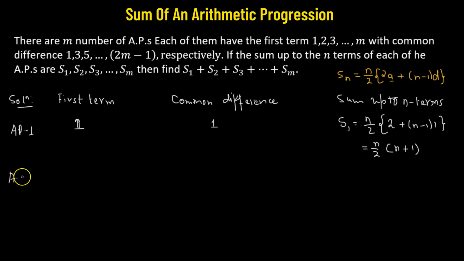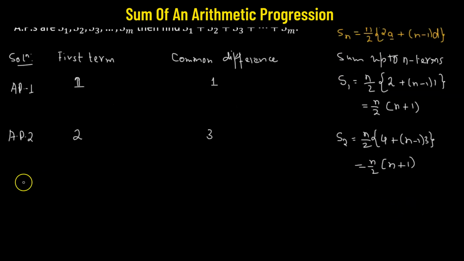Then we move on to the second arithmetic progression. Here the first term of the second arithmetic progression is 2, and the common difference is 3. So the sum to n terms of the second arithmetic progression, denoted by S2, is still n over 2 multiplied by 2 times the first term. Our first term is 2, so 2 times 2 is 4, plus n minus 1 times the common difference, that's 3. This gives us n over 2 multiplied by 3n plus 1.